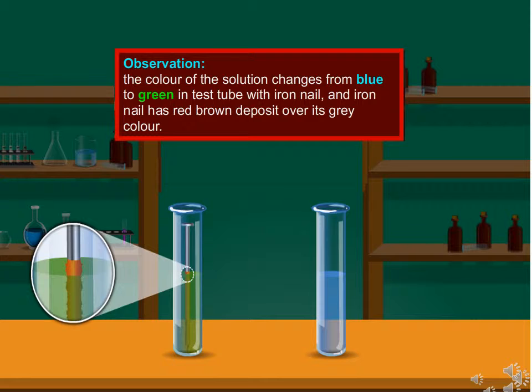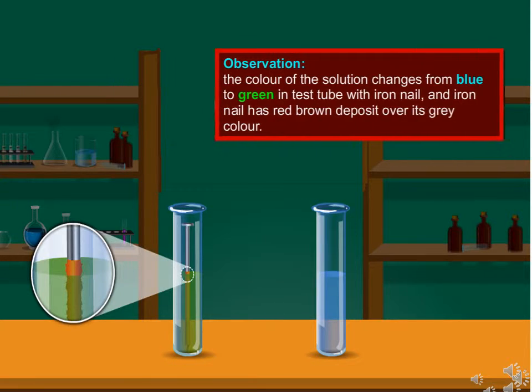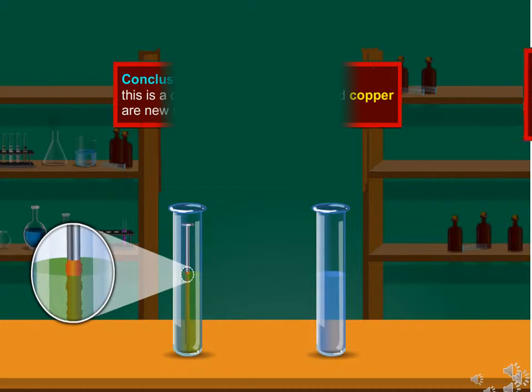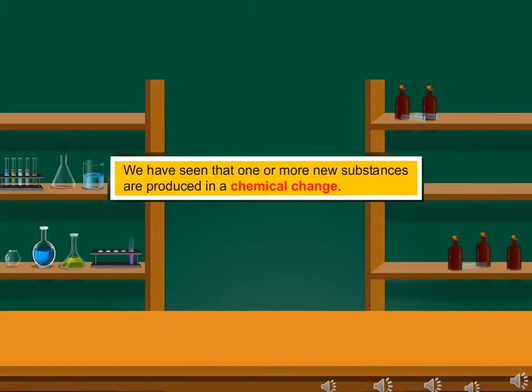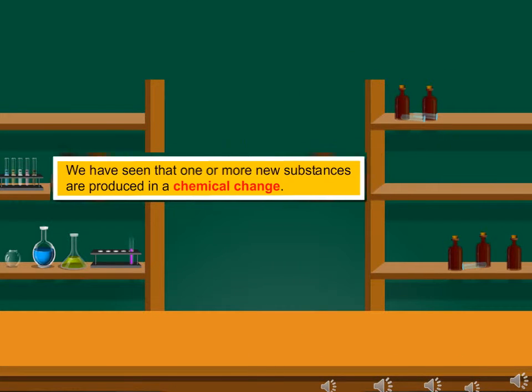Observation. The color of the solution changes from blue to green in the test tube with the iron nail, and the iron nail has a red-brown deposit over its grey color. Conclusion. This is a chemical change. FeSO4 and copper are new substances. We have seen that one or more new substances are produced in a chemical change.